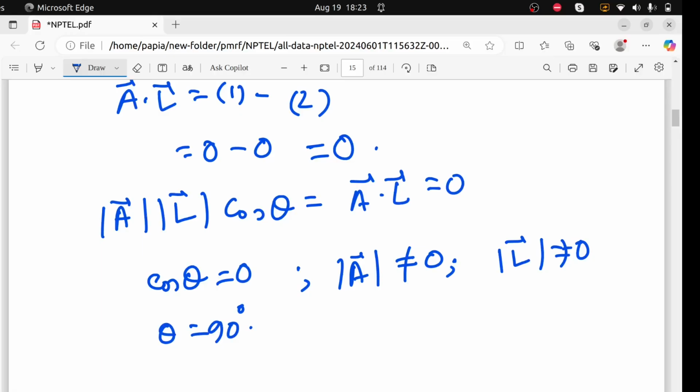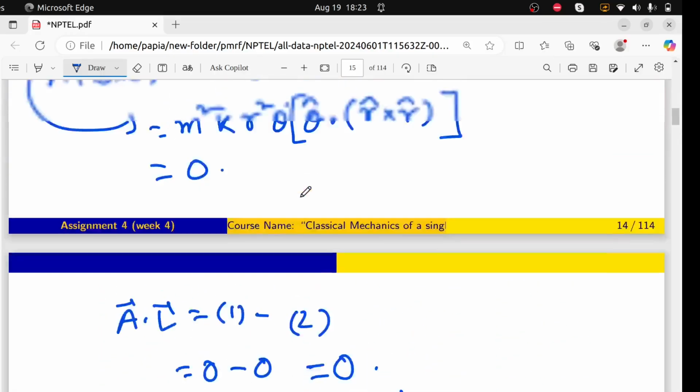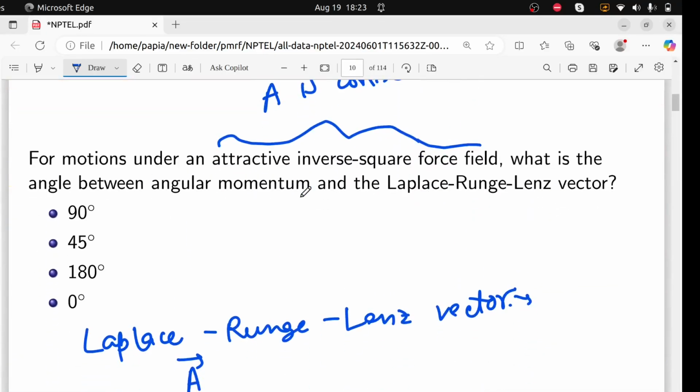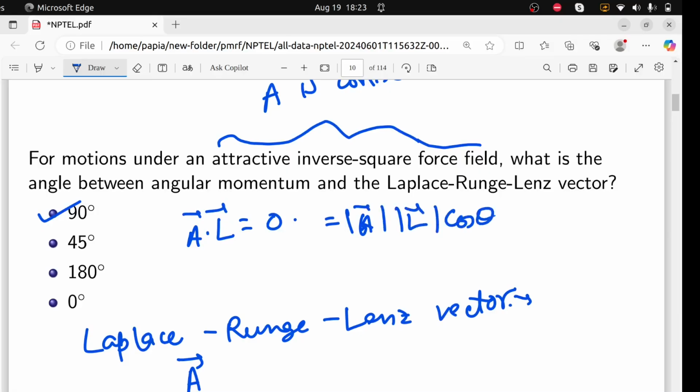Okay. So from here we can get the answer: for motion under a non-attractive inverse square force law, what is the angle between the angular momentum and the Laplace-Runge-Lenz vector? This is 90 degrees, because A dot L is giving 0, and theta equals 90.